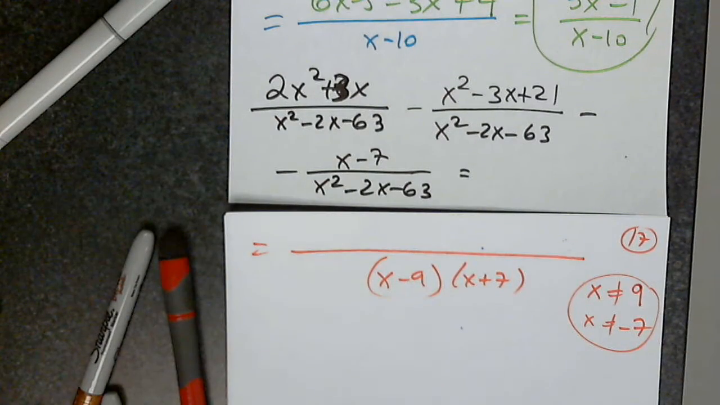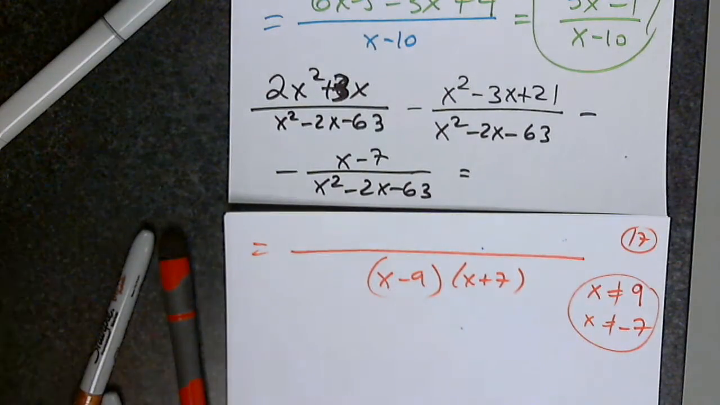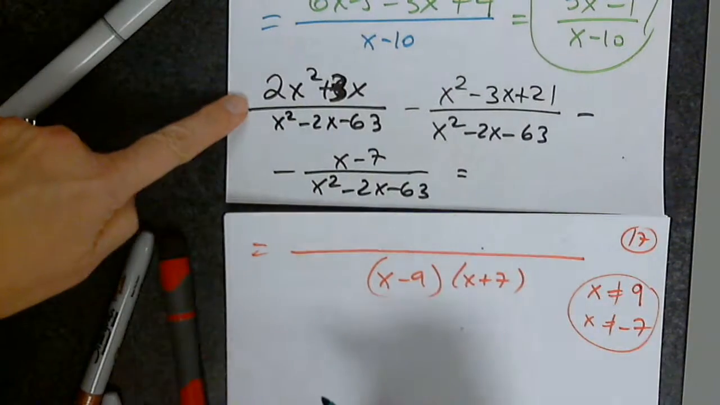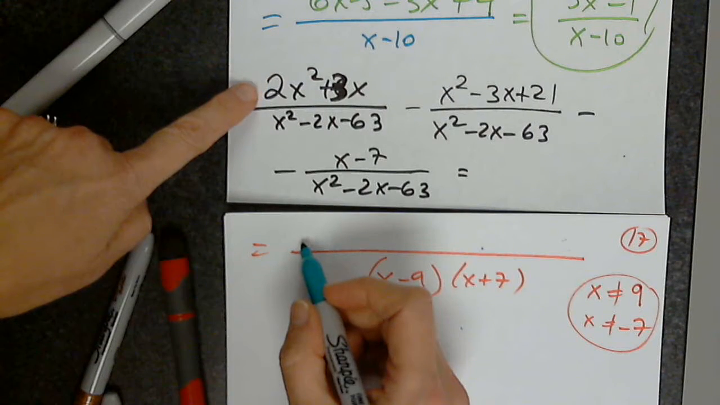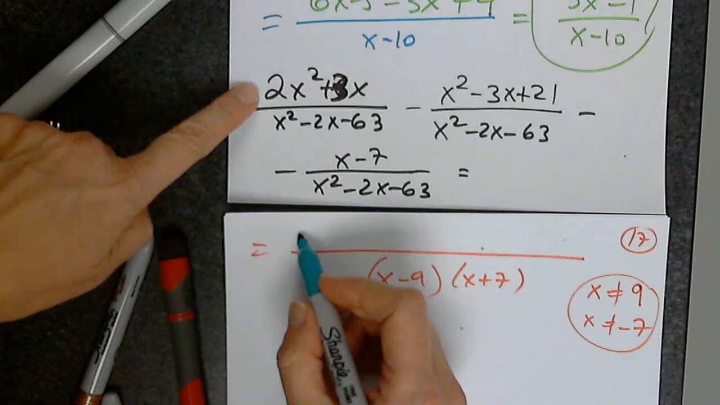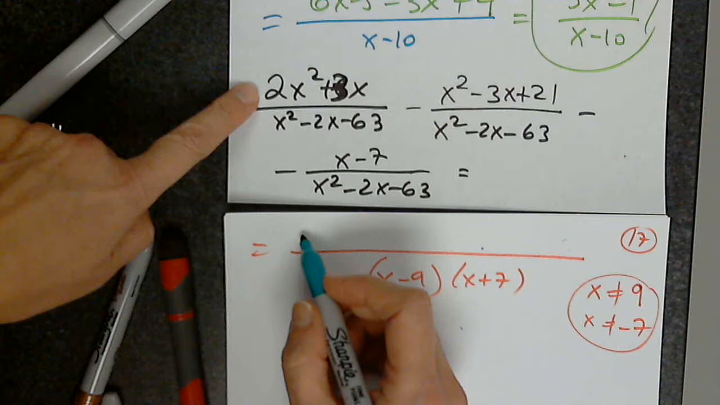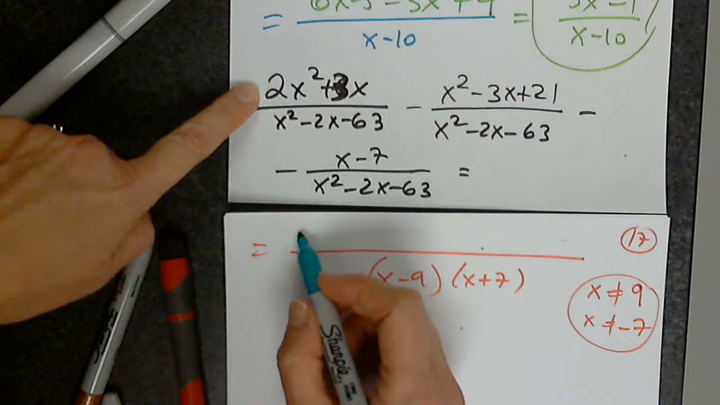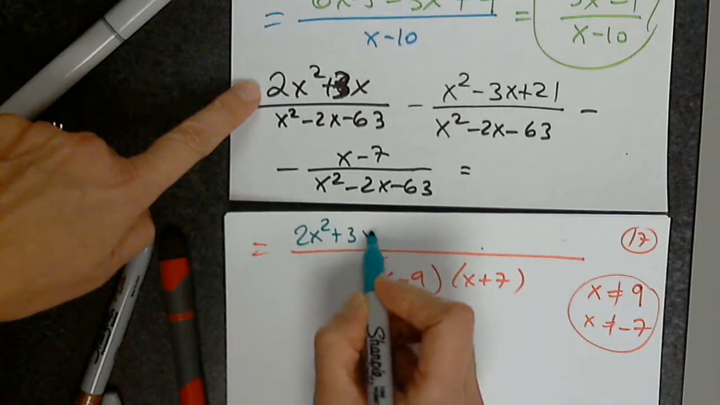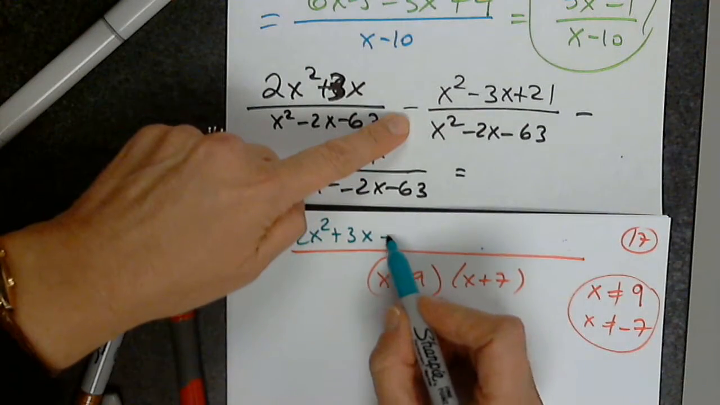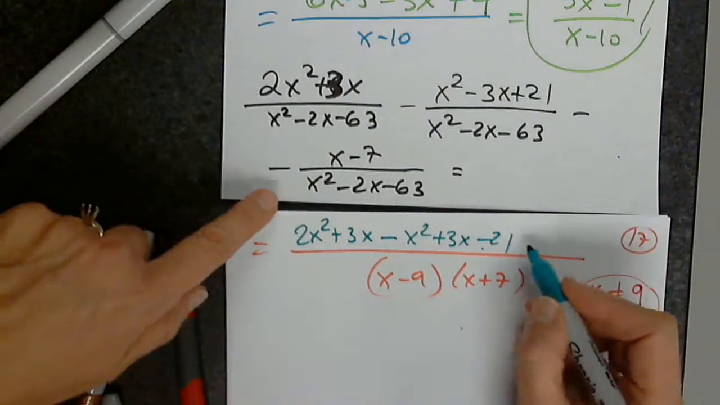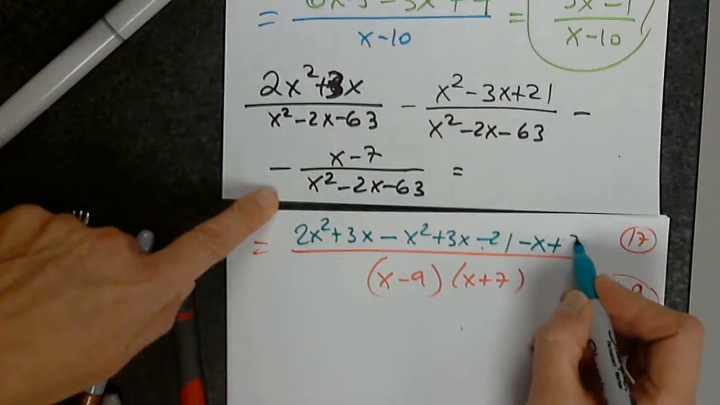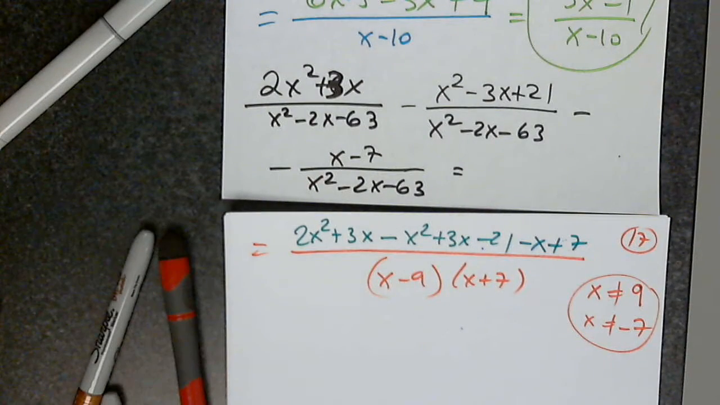Now please dictate slowly the numerator. Two x squared plus 3x. Now careful. Minus x squared plus 3x. Minus 21, minus x plus 7. That's it. Do we all see this and we agree with it? What do you think is the next step?